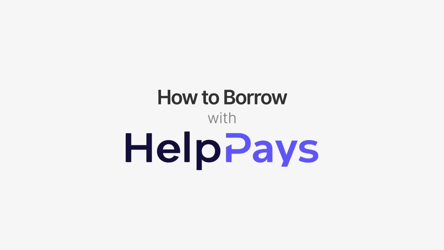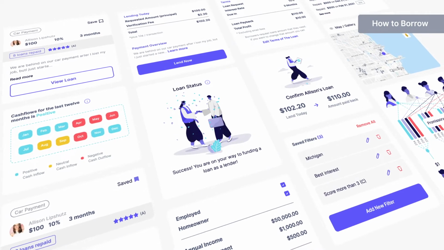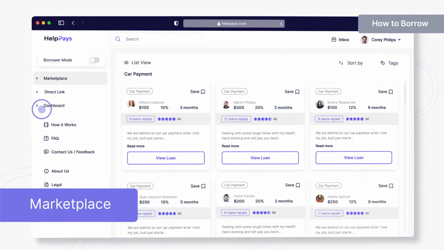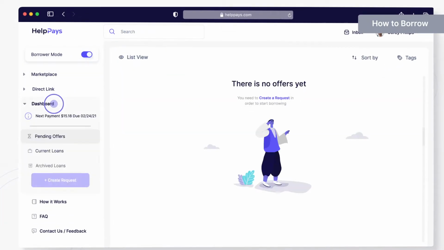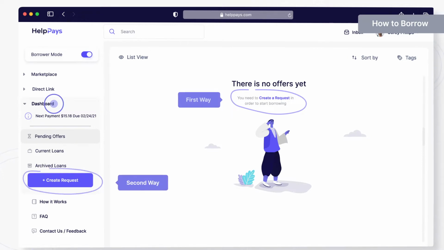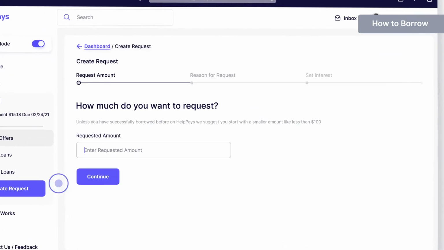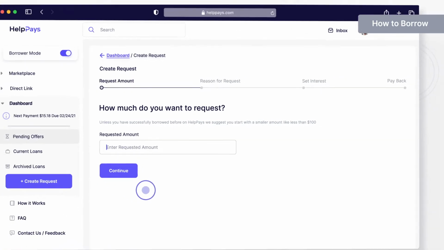How to borrow with HelpPays. Let's start. First, make sure that you are in borrower mode. We have several ways to create a borrow request. Simply answer the guided questions to create your borrower request.